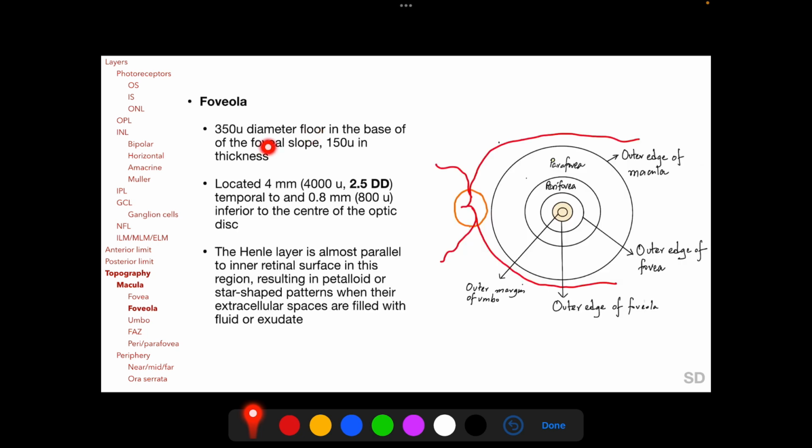The floor of the fovea is called the foveola, and it is 350 microns in diameter and is located 4 mm temporal to, or 2.5 disc diameters temporal to, and 0.8 mm inferior to the center of the optic disc, and this relation is very important to remember. As we have just described, the Henle's layer or the outer plexiform layer in this region is radially oriented and is almost parallel to the inner retinal surface in this region, resulting in petaloid or star-shaped patterns when the extracellular spaces of this layer get filled with fluid or exudate.